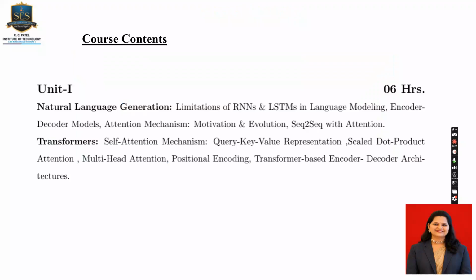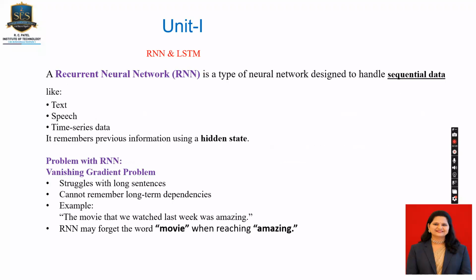Now let us understand recurrent neural networks, commonly known as RNN. An RNN is a neural network specially designed for processing sequential data. Examples of sequential data include text, speech, and time series data. Unlike traditional neural networks, an RNN maintains a hidden state that stores information from previous time steps. This enables the network to remember earlier words while processing a sentence.